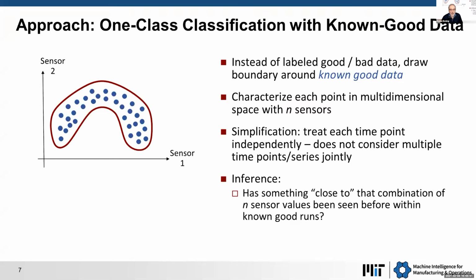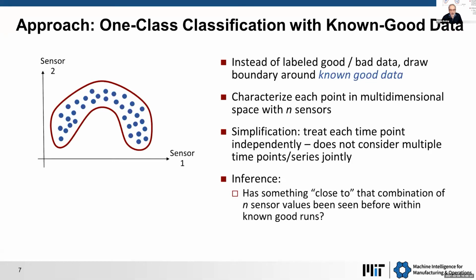I'll be showing examples with 2 sensors conceptually, but again, we may have many, many more sensors with time series data. The first approach here is a simplification, in that we treat each time point independently. This is similar to some of what we were doing early on, I think yesterday, with some of the examples we were looking at with the disk drive data, for example. In other words, we're not explicitly considering the multiple time points jointly.